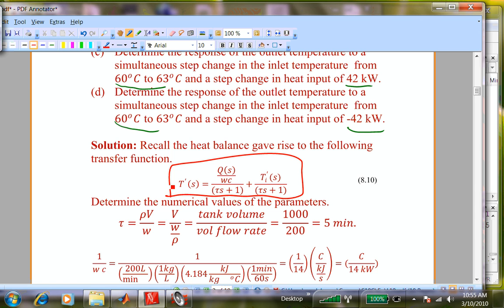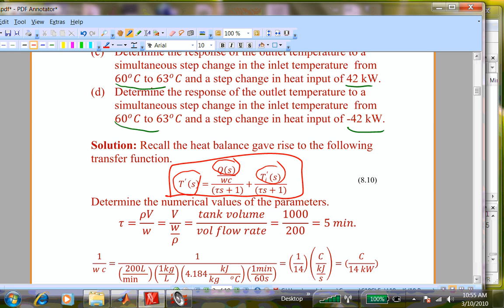derived in the previous lecture, which says that the outlet deviation variable is related to the inlet heat rate and the inlet temperature. Okay? So this transfer function either you may have to develop in an exam or it is given and you need to analyze. In this case, we'll take it as given, meaning you need to find the constants that are appearing in this transfer function from the problem description.